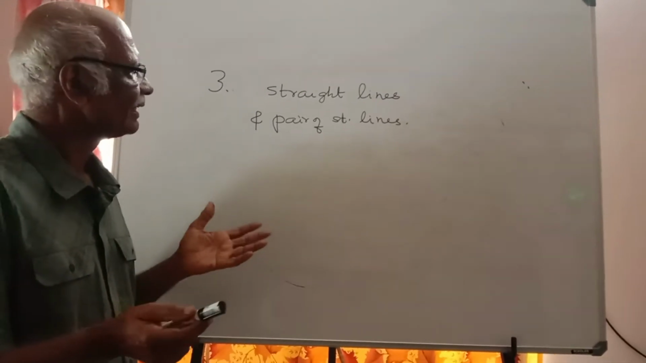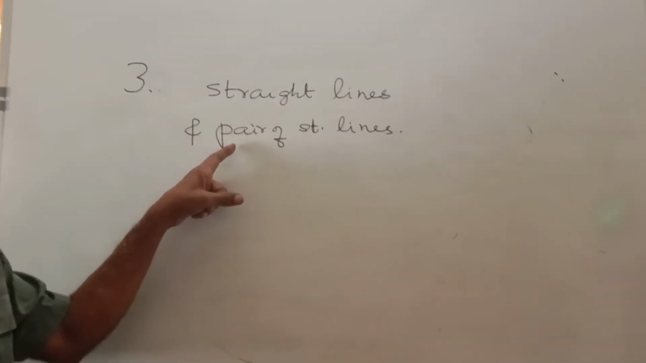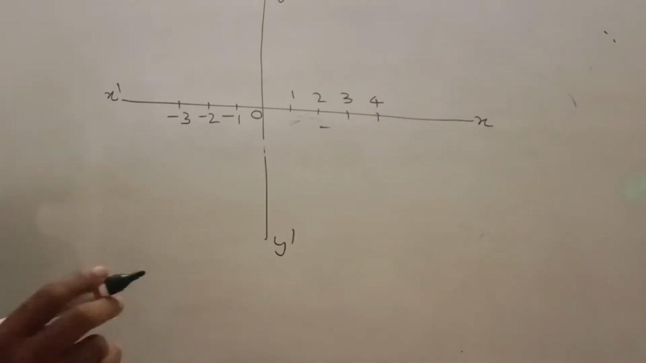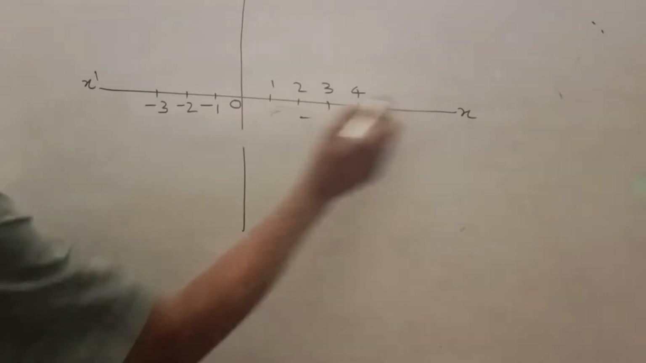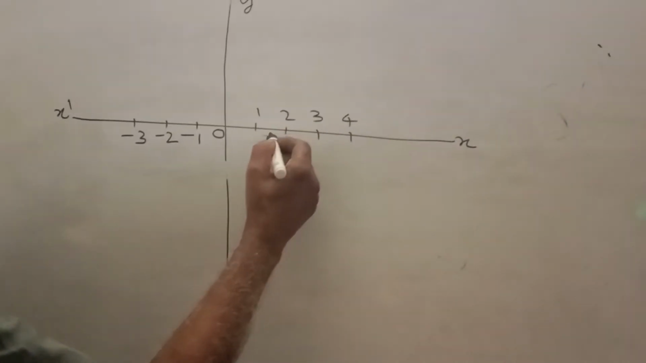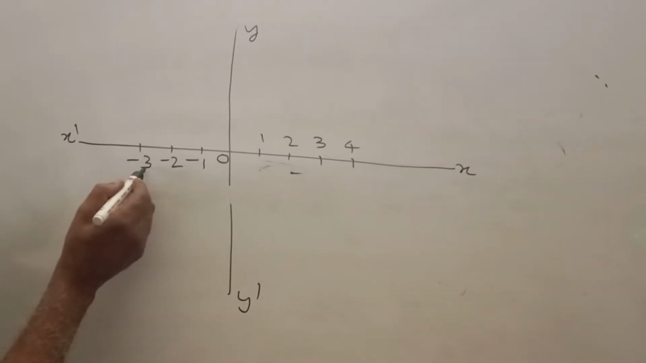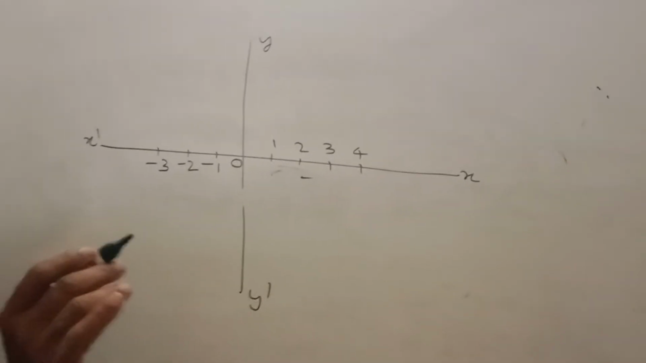Today we will be discussing straight lines and pair of straight lines, shortcut methods for doing the problems. Now we consider the xy plane. X-axis: 0, 1, 2, 3, 4 on the right side, and -1, -2, -3, -4 on the left hand side.